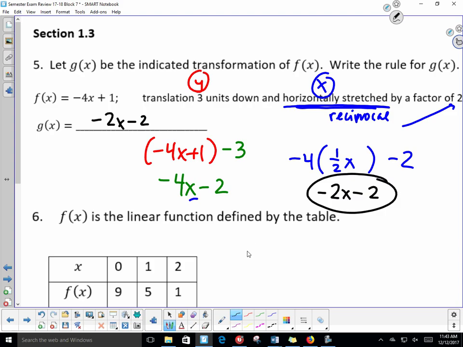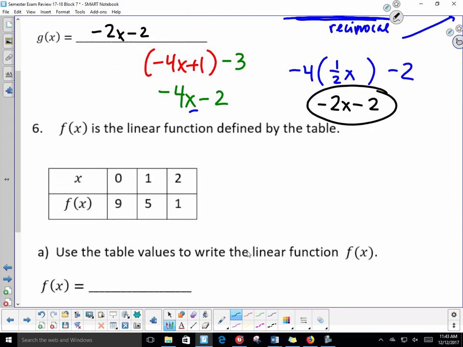Okay, let's look at number 6. f of x is the linear function that is defined by the table given. Part A: use the table to write a linear function f of x. Ben, you're up for this one. What's the format for a linear function? What form do I want my equation to be in? y equals mx plus b.